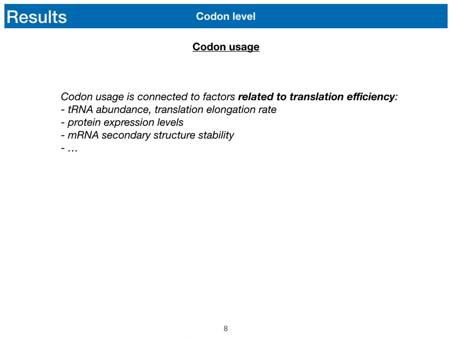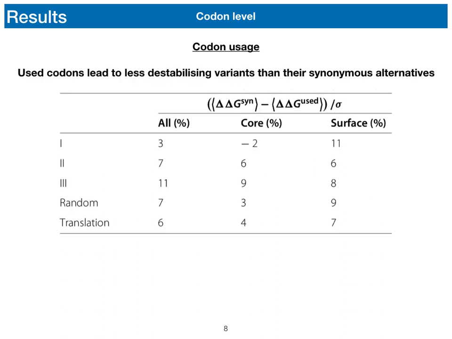Finally, we looked at the codon usage, which is known to be related to translation efficiency through factors such as transfer RNA abundance, protein expression levels, or messenger RNA stability. So to know whether or not mutational robustness is connected to codon usage, we computed the difference in stability change between mutations in used codons and mutations in their synonymous alternatives, and we found that used codons lead to less destabilizing variants. This difference goes up to 11% of the variants and is present for all three positions, and whether or not we take into account the translation error rates.